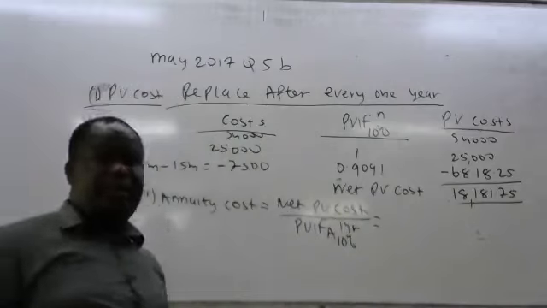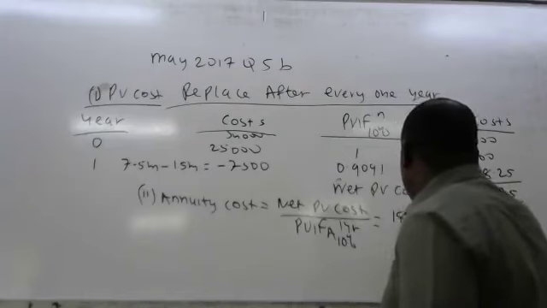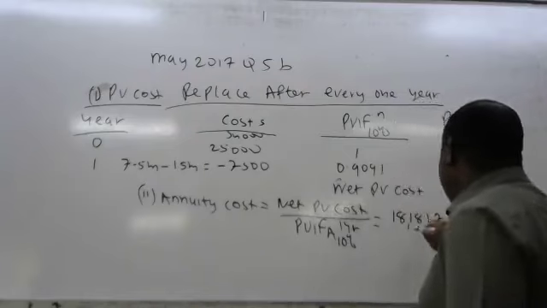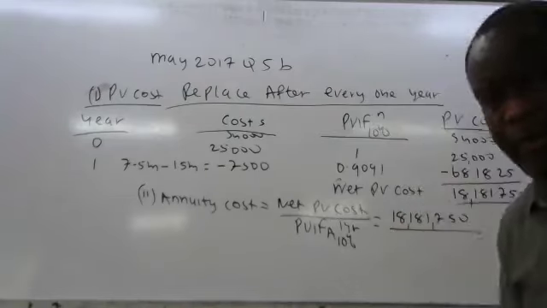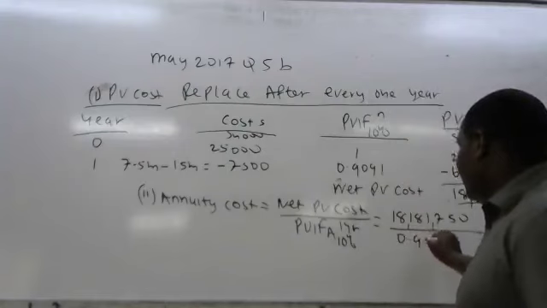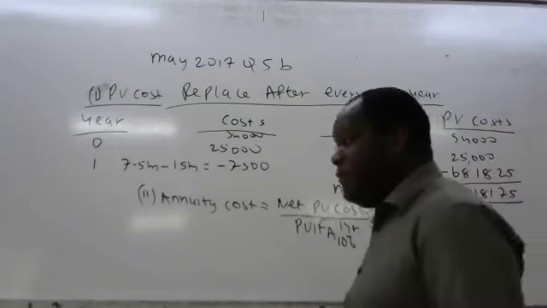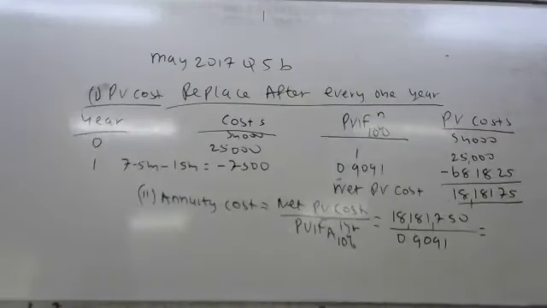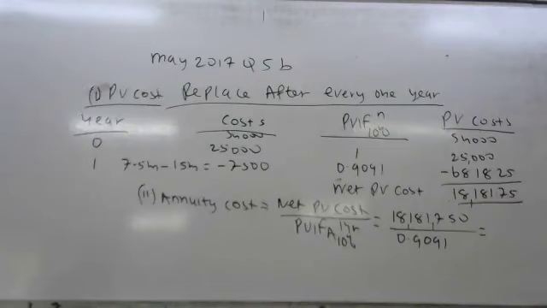So the net present value cost figure there is 18,181,750, like that. We now need to divide by 10% in year one. Remember it is 0.90911, like that. So that will now give you the annuity cost when we are replacing after every 1 year.